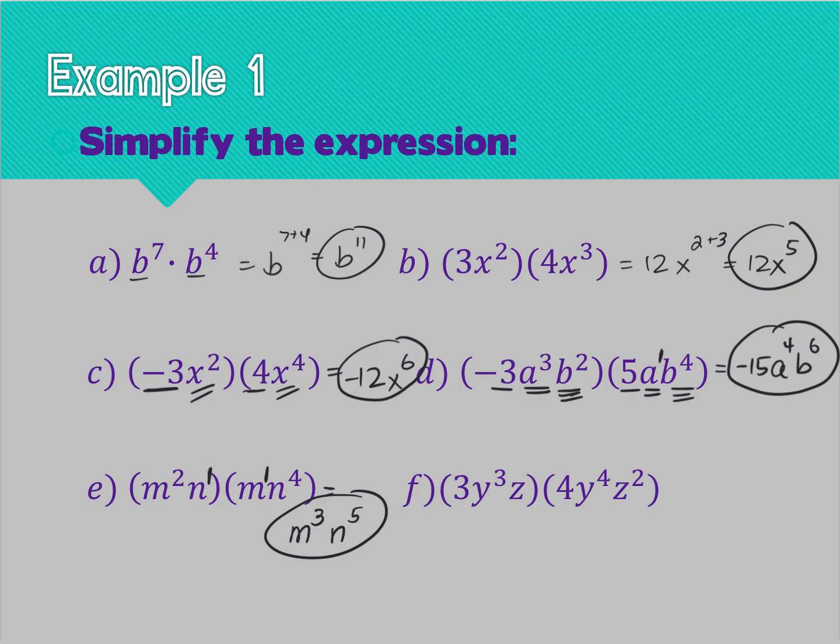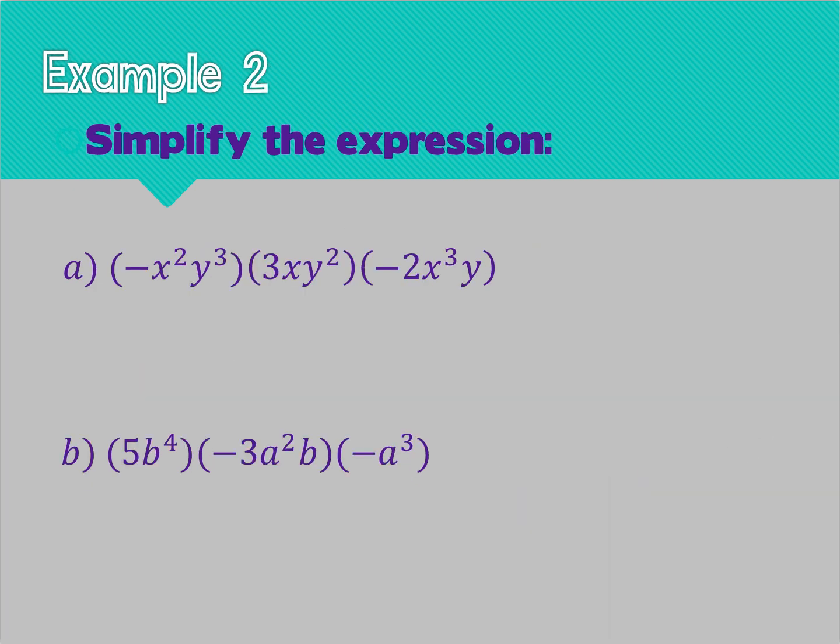So I'm going to start by doing 3 times 4 is 12. Then I'll do y cubed times y to the fourth is going to be y to the seventh. And then z to the first times z to the second is z to the third. And there's our final answer.